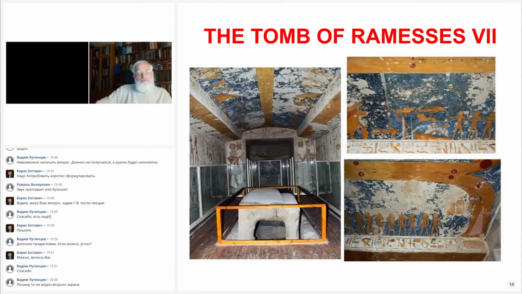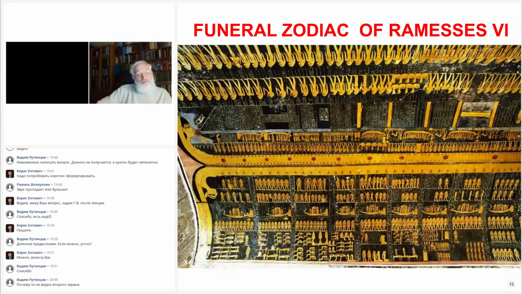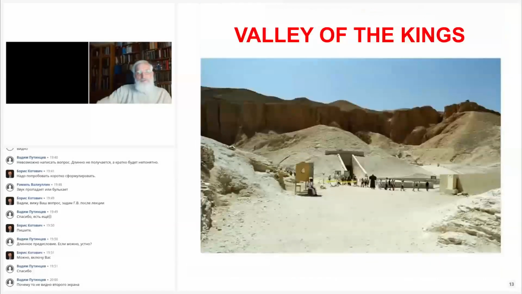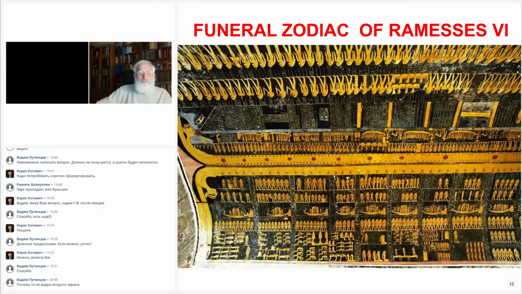The zodiac on the ceiling is dated 1182. And this is the zodiac of Ramesses VI, a huge tomb. I'll show it again. You see, such a large entrance. They don't let people in. They haven't let anyone in for a long time, and still don't.